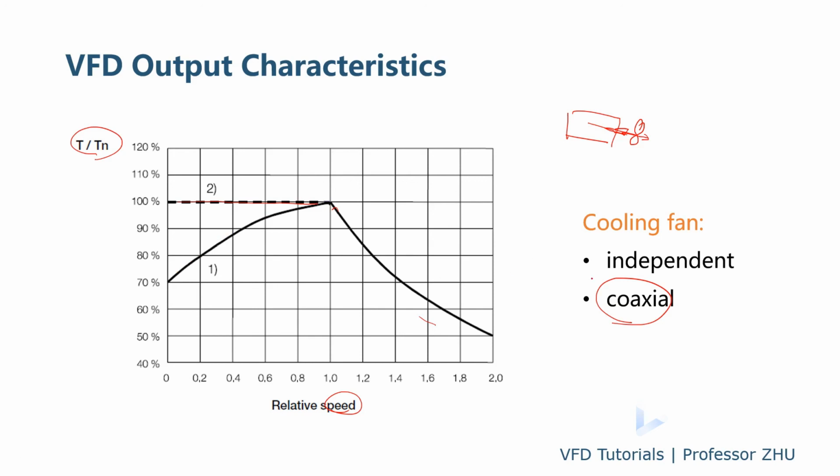So if we cannot mount the fan on the shaft, we drive the fan with a separate, independent motor, and that motor's speed is always 50 hertz, always with enough ventilation flow. Then we can get a relatively ideal constant torque.